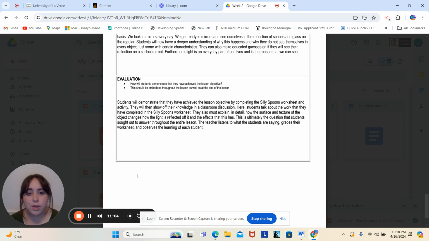The students are also explaining in detail how the surface and texture of objects change, how light is reflected off of it, and the overall effect that it has. And that was the question we were ultimately trying to discuss this whole time. So by answering that question in detail, the teacher is able to see, did the students get the knowledge they were supposed to out of this lesson, or do we need to go back and revisit things and all of that? So this teacher is going to listen to what the students are saying. They're going to grade their worksheet and overall just observe the students as they work through the lesson.